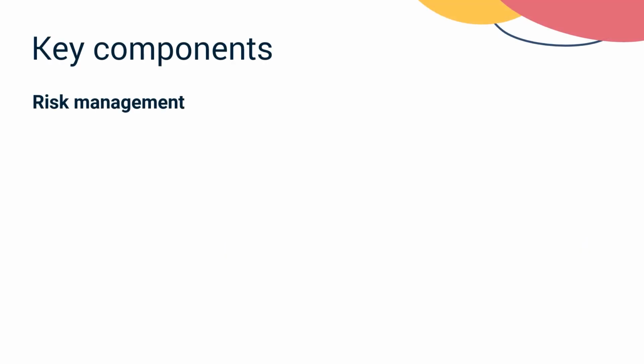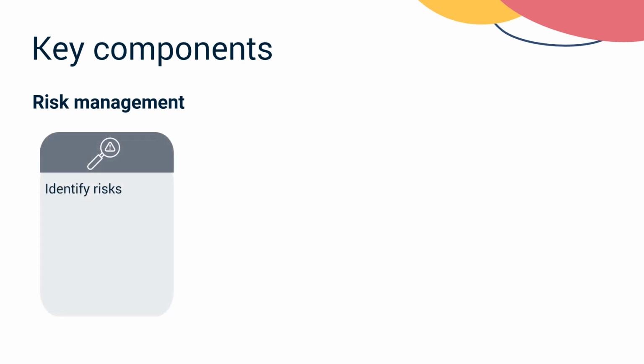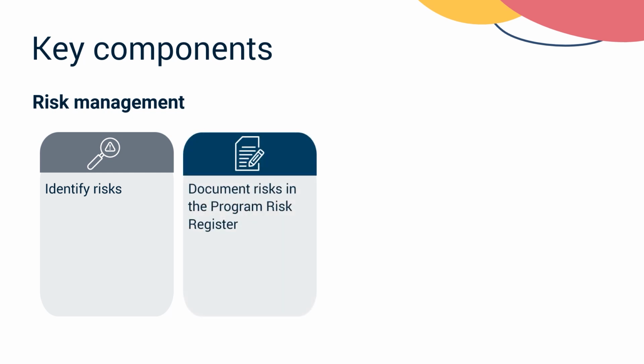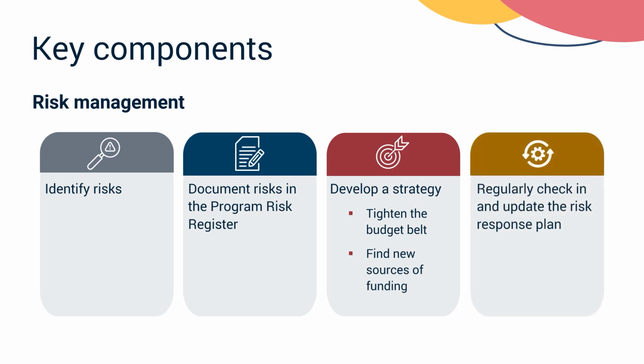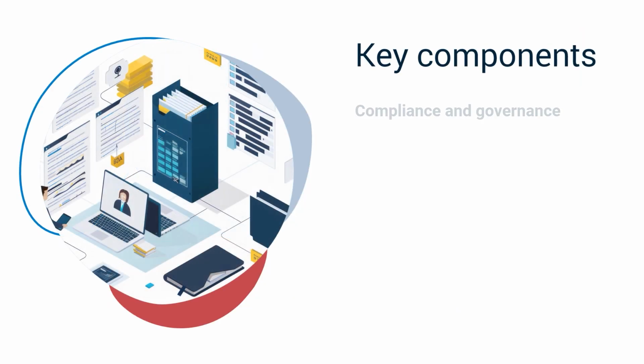Managing financial risks is another critical aspect of your responsibilities. Identify potential risks, such as cost overruns or funding shortfalls, and document them in the program risk register. Once you've identified these risks, it's time to develop a strategy. This might mean tightening the budget belt or finding new sources of funding to cover any shortfalls. Regular check-ins on your financial health and updates to your risk response plan will help keep everything on track and running smoothly.